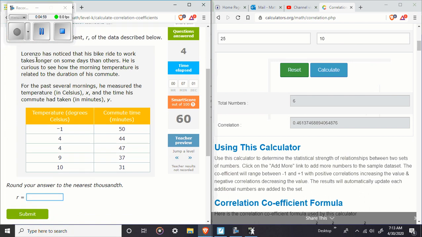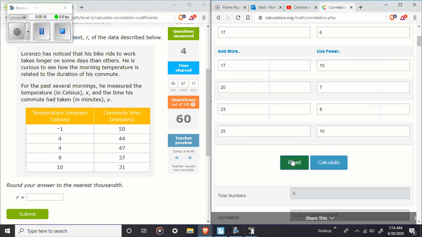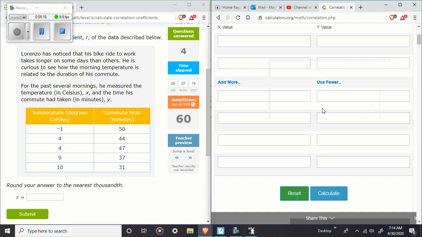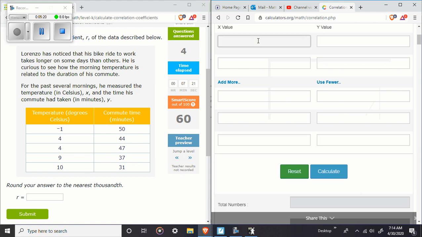Okay. So Lorenzo notices his bike ride to work takes longer on some days than others. He's curious to see how the morning temperature is related to the duration of his commute. For the past several mornings, he's measured the temperature in Celsius, X, and the times his commute has taken. Okay, so we have 1, 2, 3, 4, 5 numbers. So we'll reset this, and we're going to use 5. Okay, so what do we got? I've got -1, 50, 4, 44.